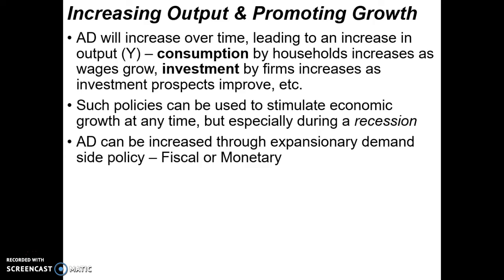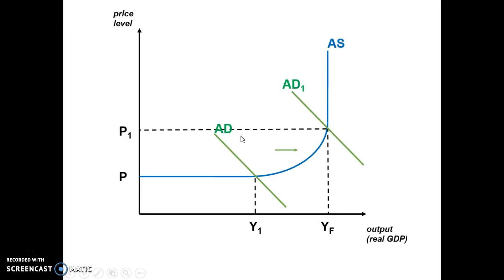Why will AD increase over time? Well, some examples are consumption by households will increase as wages grow, or investment by firms will increase as investment prospects improve. So if I just give it time, I will expect AD to go up, and that's why when we draw the business cycle, in the long term, we say that output will increase. But these policies can also be used not only at any time, but especially during a recession, when you should look at adjusting AD. And there's two ways to do this, fiscal or monetary policy.